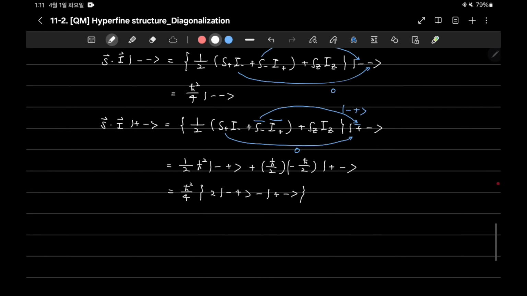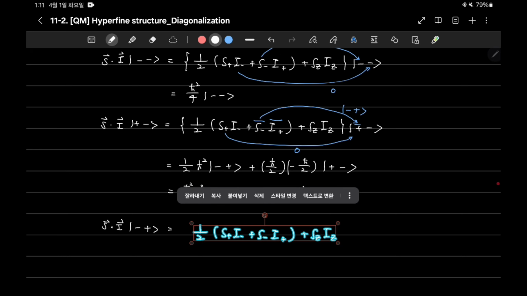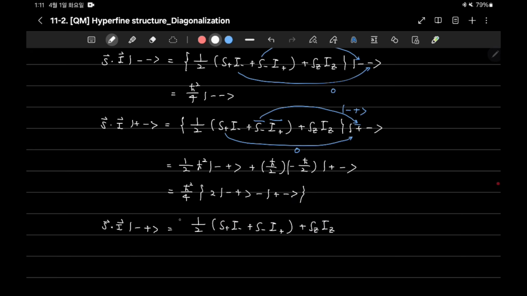And s dot i applied to minus plus: s minus applied to here makes 0, and when you apply this, s plus becomes minus, i minus becomes minus, plus and minus.